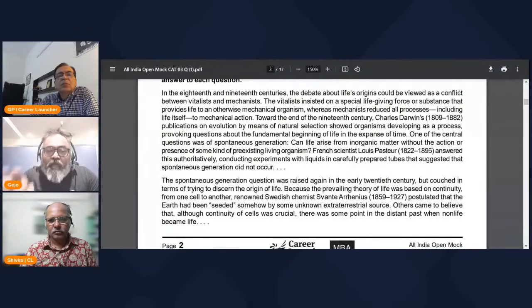The second passage was on Origins of Life, but the problem with this particular passage is too many ideas were thrown. There were too many names. There is Charles Darwin wanting to say something. There is Louis Pasteur saying something. Then one more individual saying something. Then there's a parent's view that is saying something.